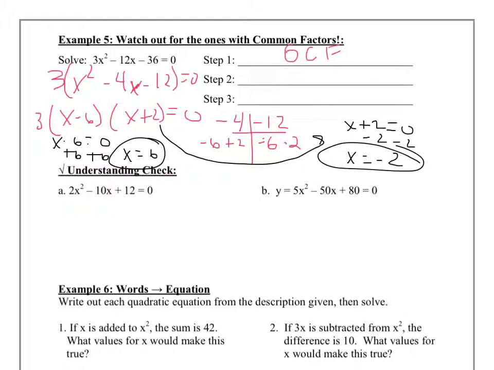Okay, so just to go over the steps again, we did greatest common factor right here. Then we factored the trinomial. And finally, we solved for x. Okay, so I'd like you to pause the video for a moment and try A and B.